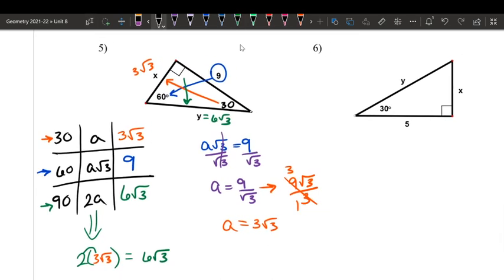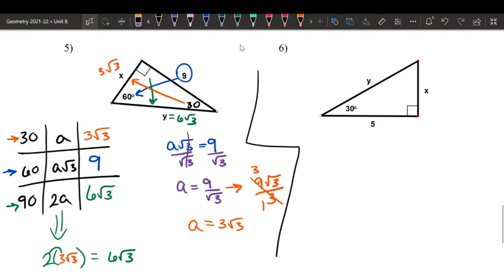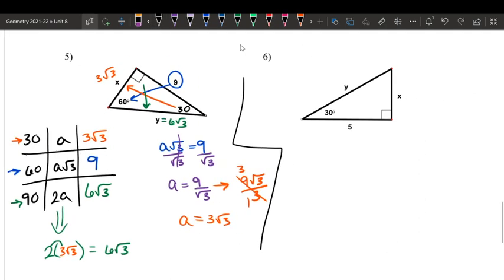All right, one more example, and then I'll let you go to your online homework. I actually gave you 2 assignments today, a 45, 45, 90, and a 30, 60, 90. I gave you 2 days for 2 assignments.